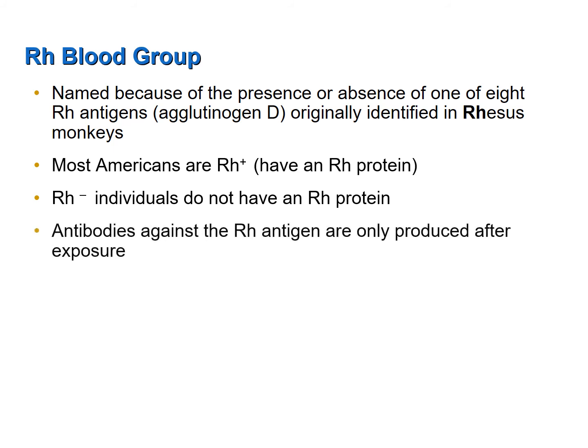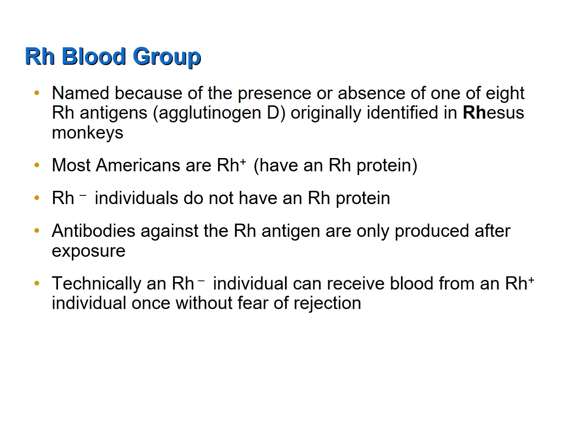So technically, you could be Rh negative and receive Rh positive blood once without fear of rejection. Because after exposure to an antigen, it takes time for your immune system to build up antibodies. And by the time enough antibodies were produced by your immune system, most of the red blood cells will be cleared from your body. So I am A positive.